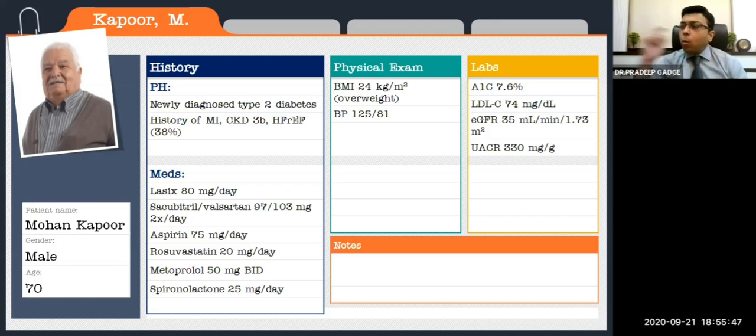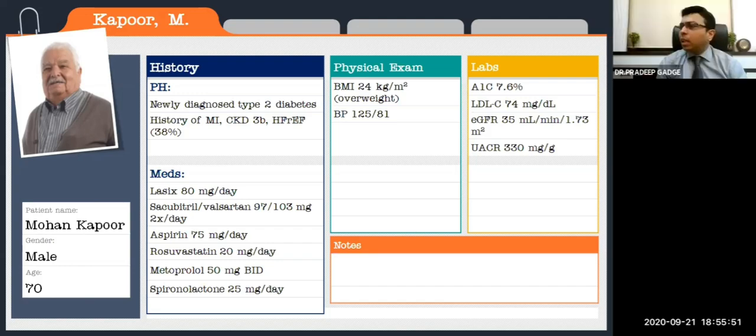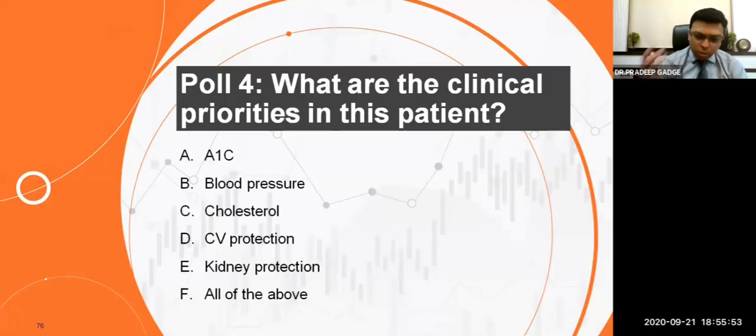So now what should be done to such a type of patient? What are the clinical priorities? I think we'll just skip the polls because a lot of time is gone. Everyone is going to definitely answer all of the above. Now let's see what are the problems with this patient.